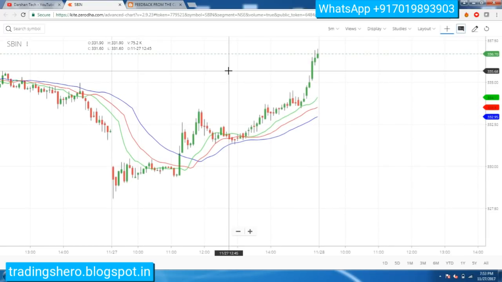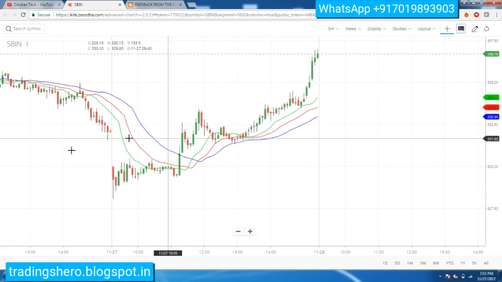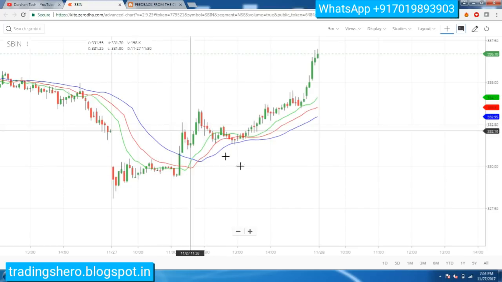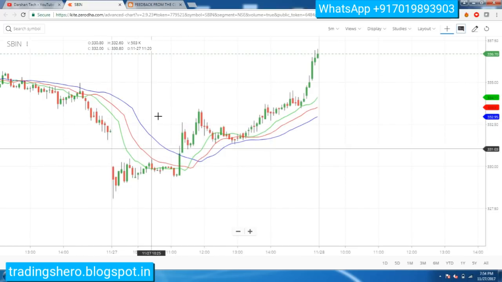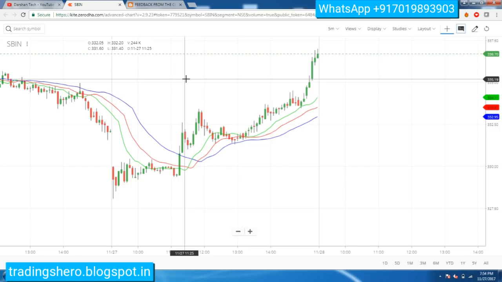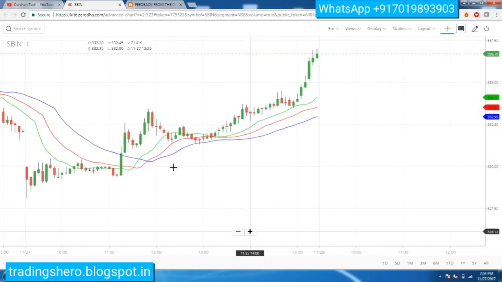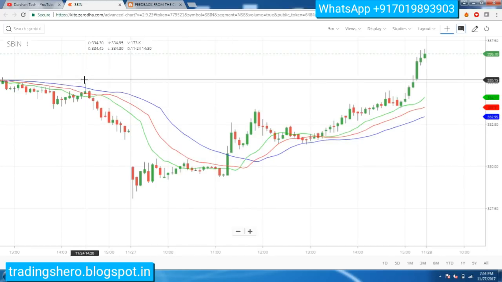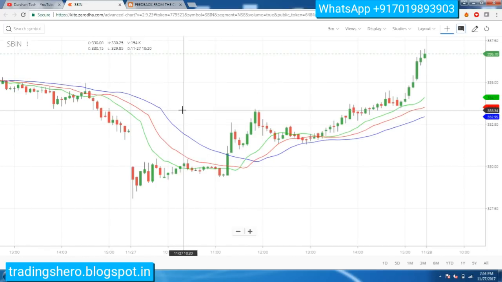So you make a note of this, guys. You should use the strategy after 10 o'clock only, not before that. Whenever you get a fresh crossover happening above or below this Alligator EMAs, you can trade. For example, I'll be taking today's example of SBIN, what we are seeing today, okay? So this is an SBIN chart of 5 minutes with the Alligator Indicator, okay?